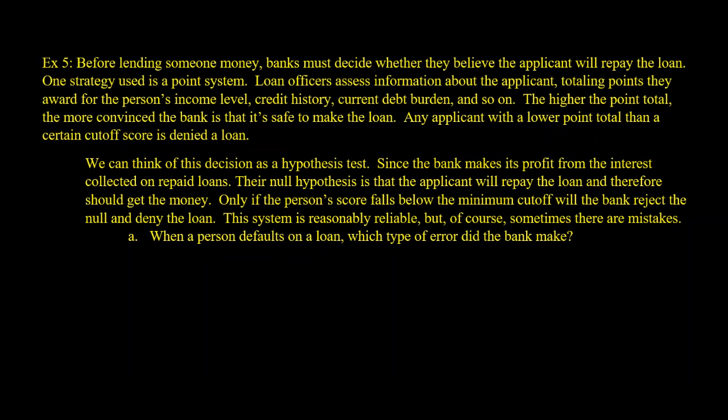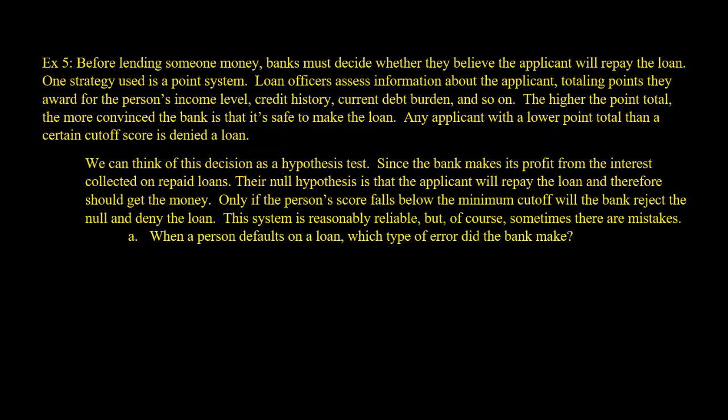We can think of this decision as a hypothesis test, since the bank makes its profit from the interest collected on repaid loans. Their null hypothesis is that the applicant will repay the loan, and therefore should get the money. Only if the person's score falls below the minimum cutoff will the bank reject the null and deny the loan. This system is reasonably reliable, but of course, sometimes there are mistakes.